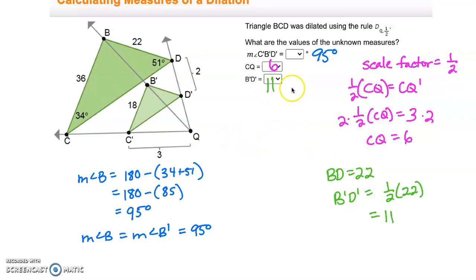All right, this has lots of parts to it. The first part I did in blue. We know that angles are congruent in dilations, but we don't know angle B. So we first have to find angle B by adding 34 and 51 and subtracting from 180. So angle B is 95, and so angle B prime also has to be 95. Then we're given up here that the scale factor is 1/2. Well, we know that 1/2 of CQ has to equal 3, so we multiply both sides by 2 and get CQ equals 6. And then we're given BD is 22 and the scale factor is 1/2, so 22 times 1/2 gives us 11.